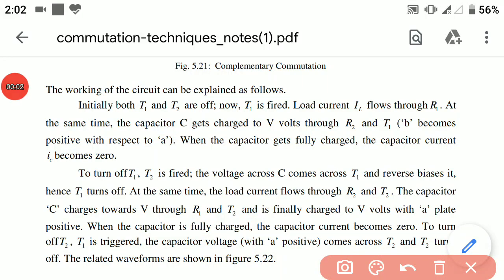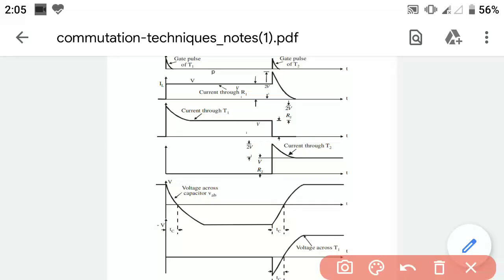You can also look around the theoretical explanation of the above circuit, the actual working of the complementary commutation circuit. Now we will move towards the waveform of the class C commutation technique.